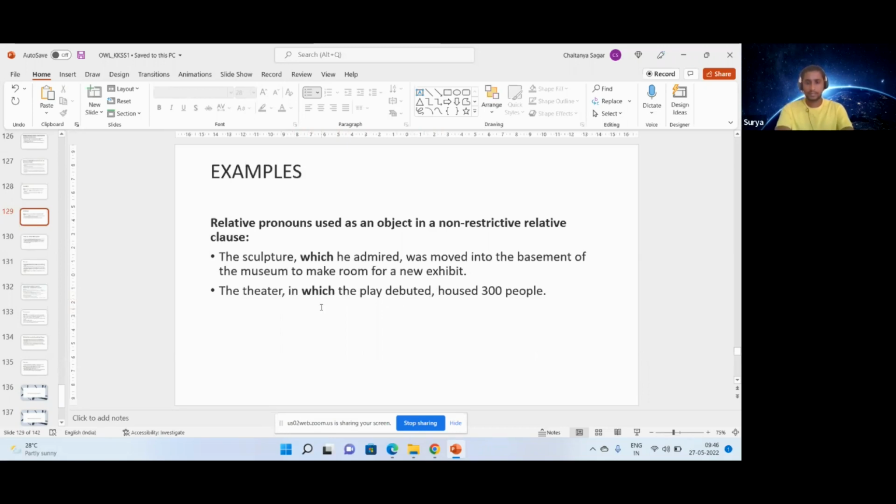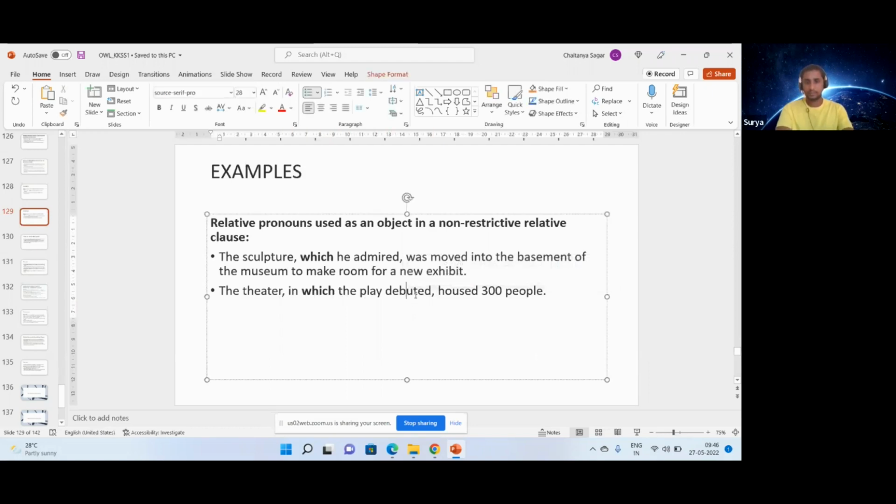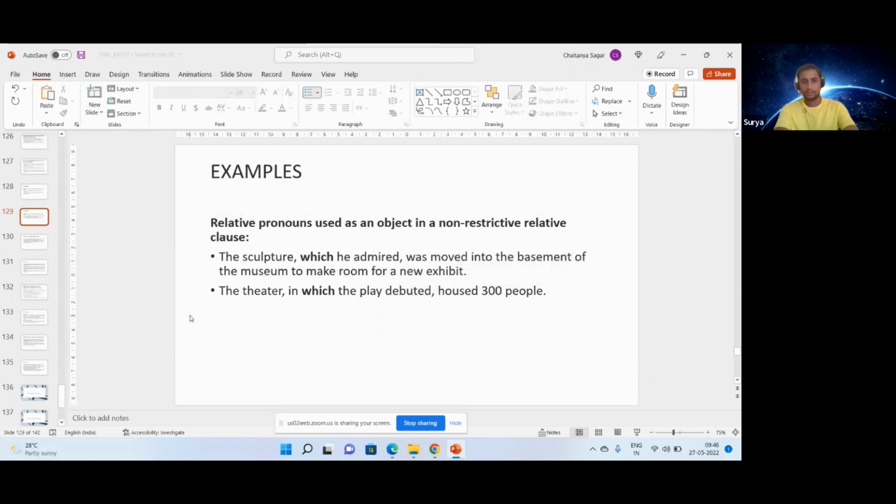It is separated by comma and which is used. And if you see debuted, the play debuted. So debuted, this action is talking about the play. So this becomes the subject. The theater becomes the object here. So that's how you can identify the subject and object. And you see, non-essential information is separated by a comma. There are some practice examples we'll look into.